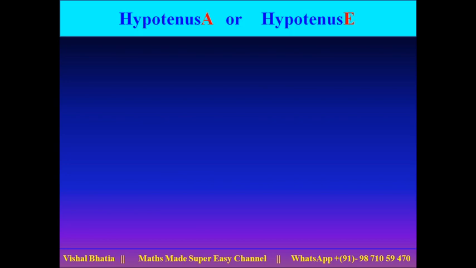You must have heard of the word hypotenuse in geometry. In a right angle triangle, it is the longest side of the right angle triangle, and is the side which is opposite the right angle. Now interestingly, hypotenuse is not the original word.